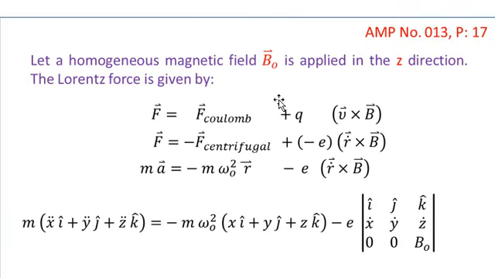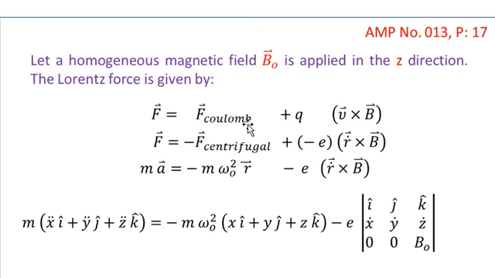Let a homogeneous magnetic field B naught be applied in the z direction. The Lorentz force is now given by F, which will be equal to the Coulomb force, that is, the force due to charges, plus the force due to the presence of the magnetic field, which is Q into V cross B, where V is the velocity of the charge moving in the magnetic field, and you know that this is the cross product.